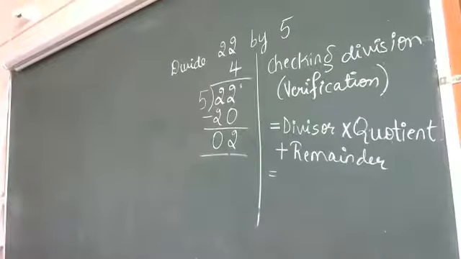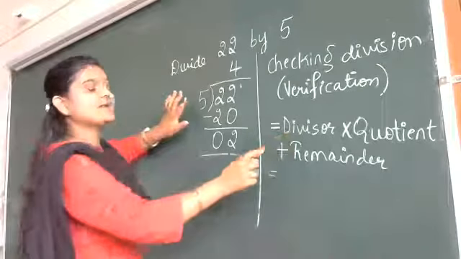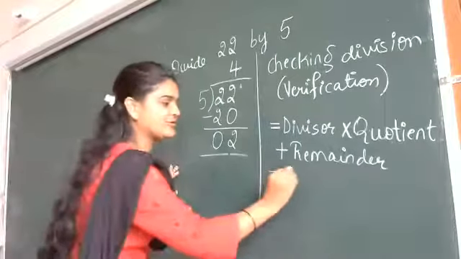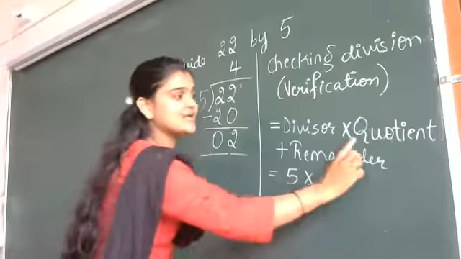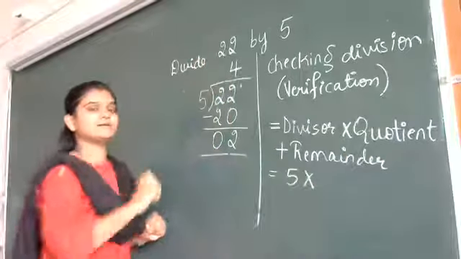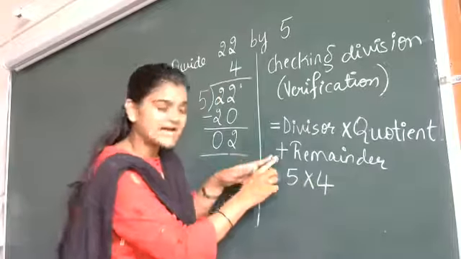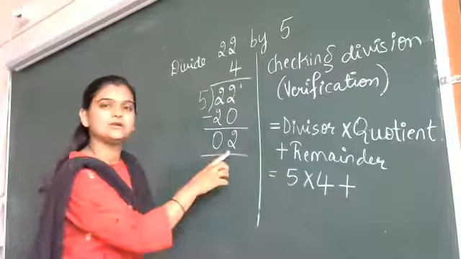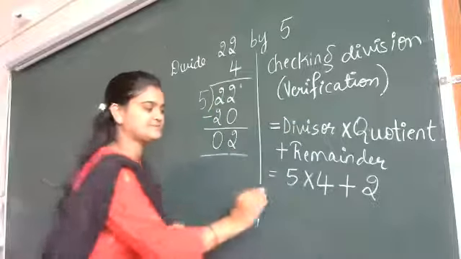We have divisor, quotient and remainder. Yes or no? Yes, ma'am. Tell me what is divisor in this example? 5. Very good. 5 into. See, multiplication sign, keep it as it is. Quotient. What is quotient here? 4. Very good. Next is 20 plus. What is remainder? Remainder 2. Very good.